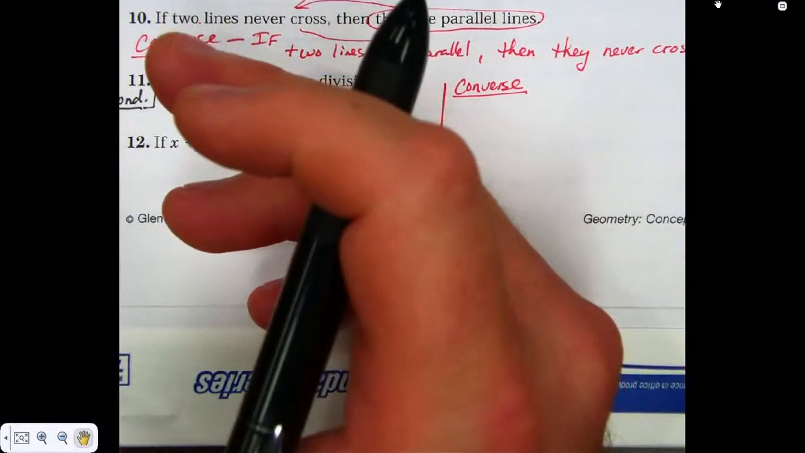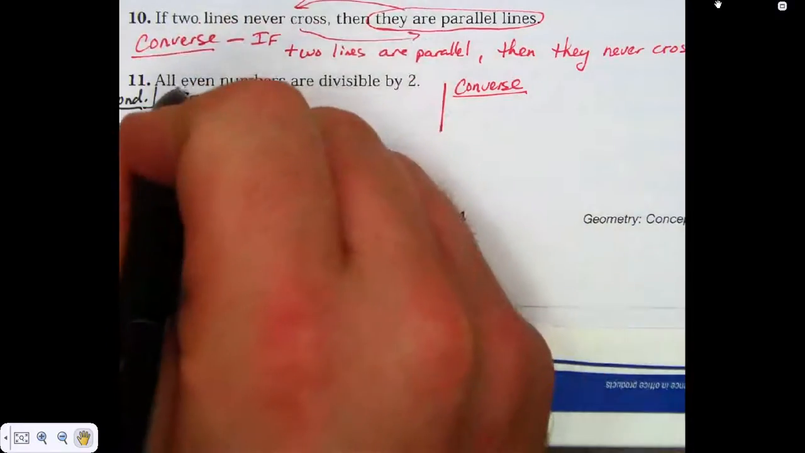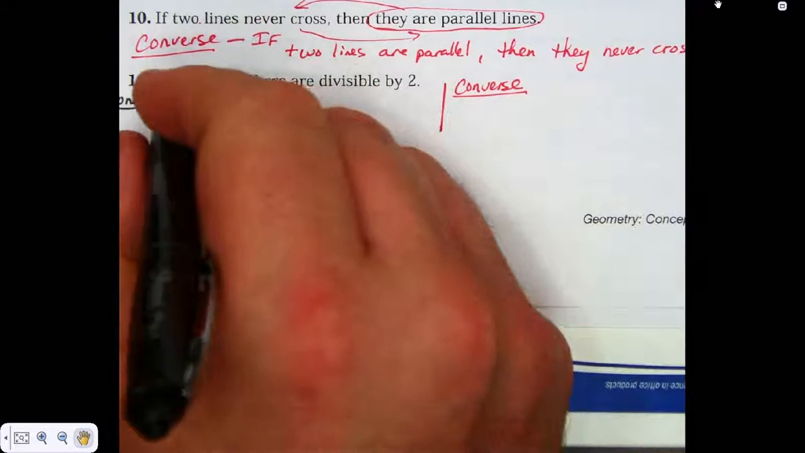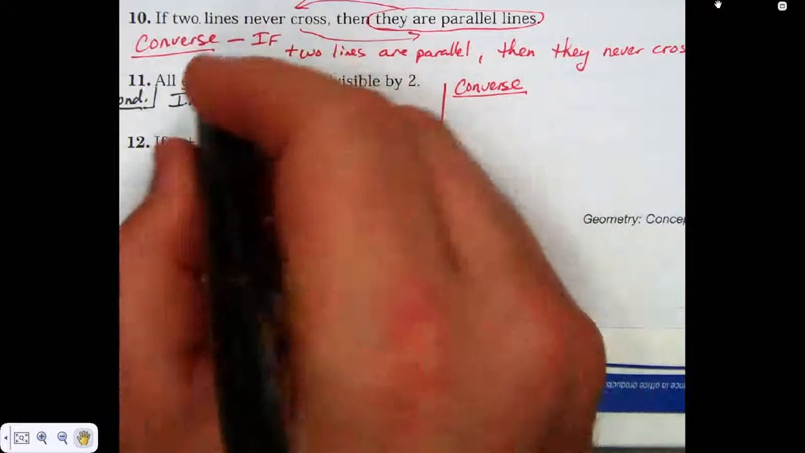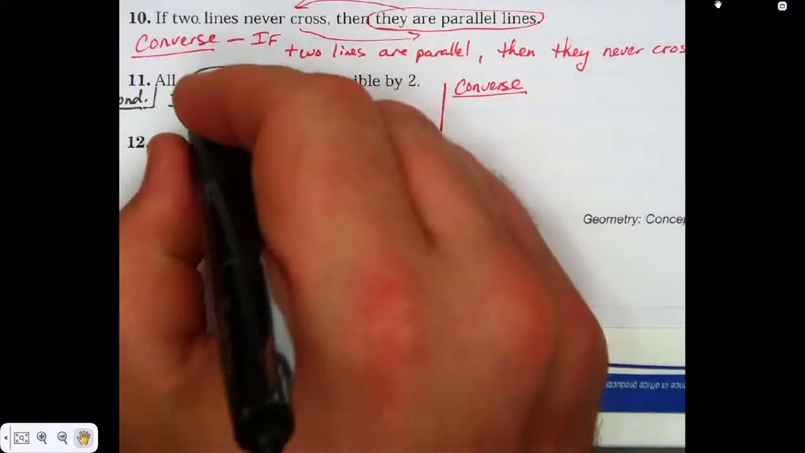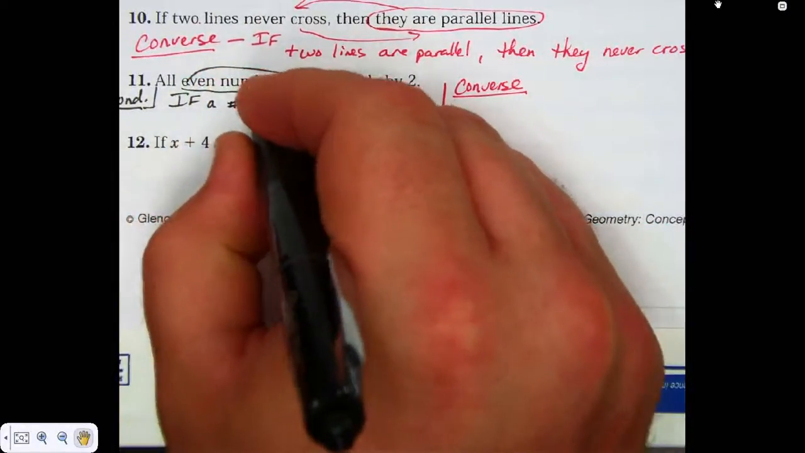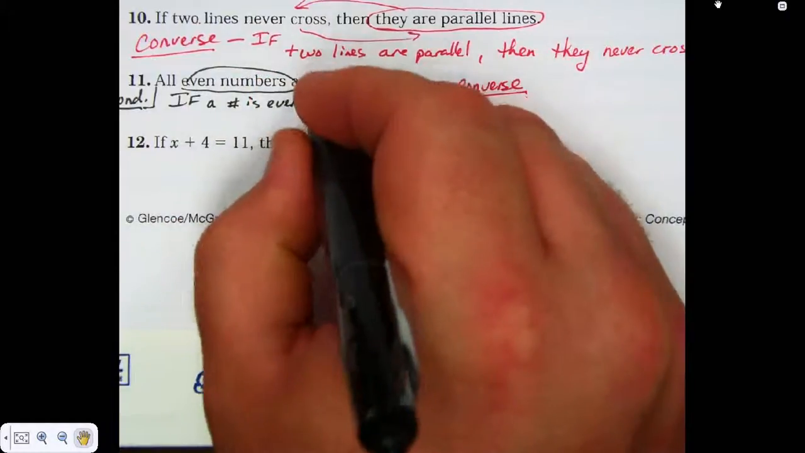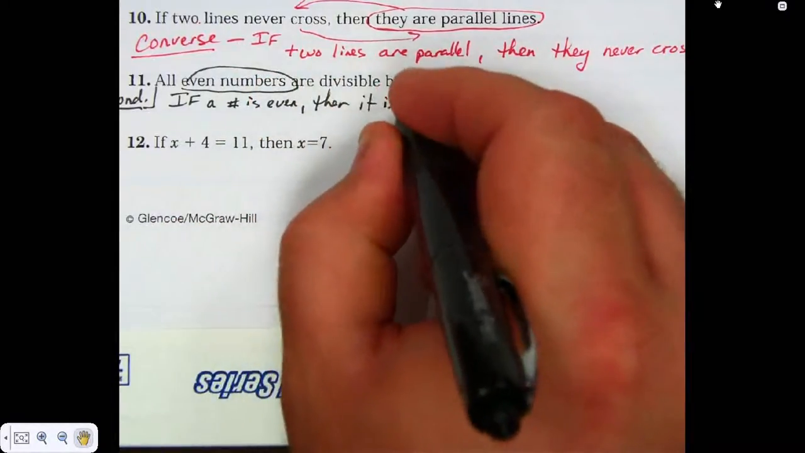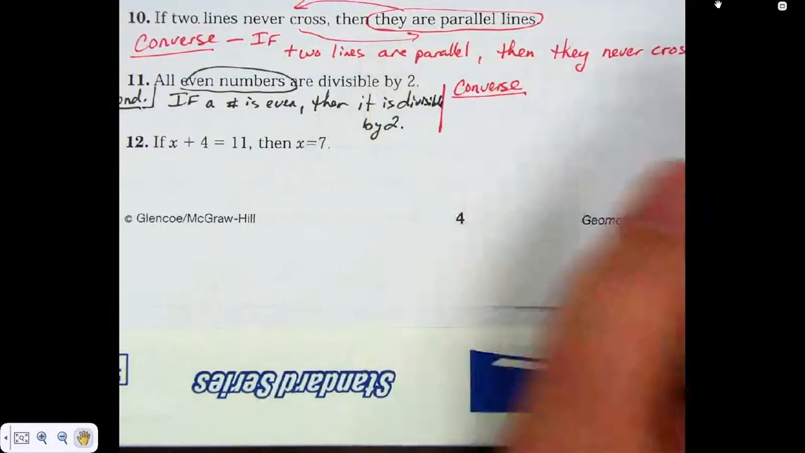Divided by two. If, does it have to be first? Even. An even what? Number. So how do I say that right? If a number is divisible by two, even, then what? It is divisible by what? Two.